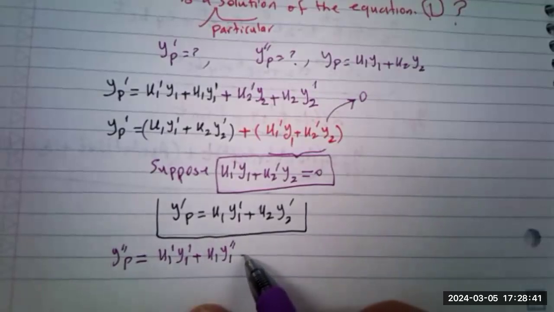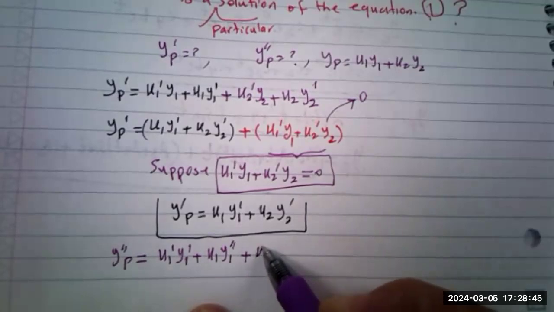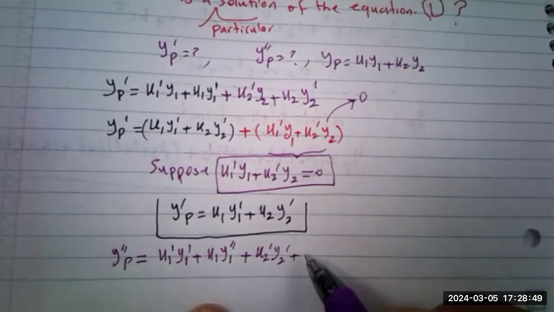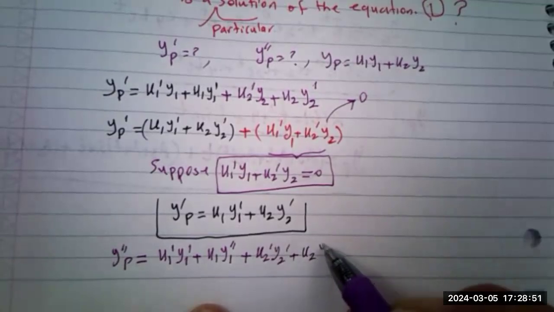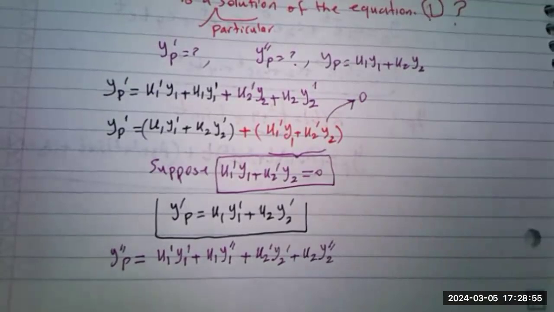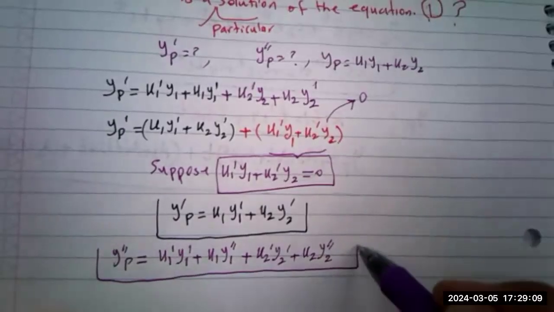Continue. Second one, repeat it again. Derivative of the first, second, first: u2 prime y2 prime plus u2 y2 double prime is also okay, because we have something to take care of it. Okay, so this is going to be the situation that you are going to have. So this is going to be y double prime. There you are. You are ready.